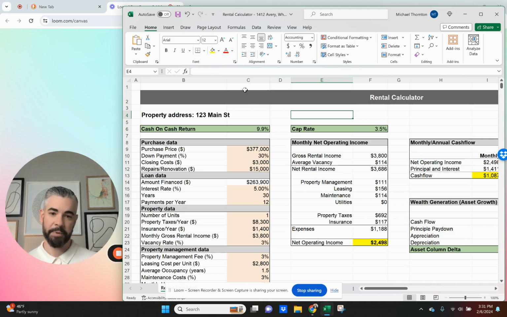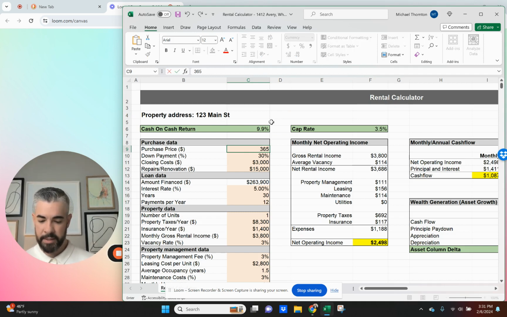This was an actual property that we analyzed. Let's just call it 123 Main Street. This is one that was listed for 365. So let's do an analysis based on that. Let's say, okay, this is listed for 365.